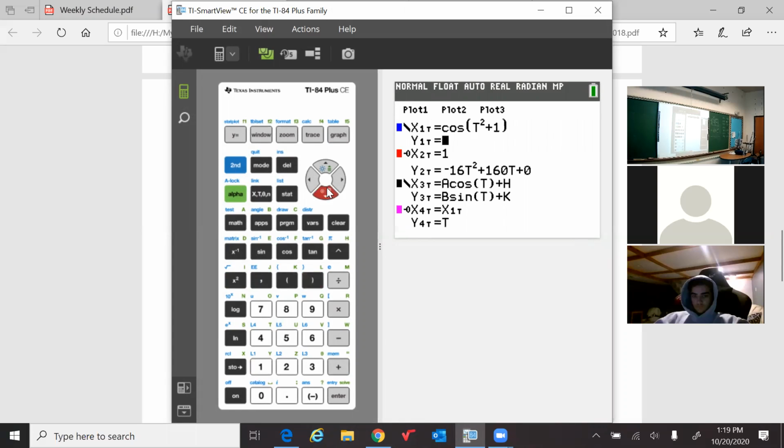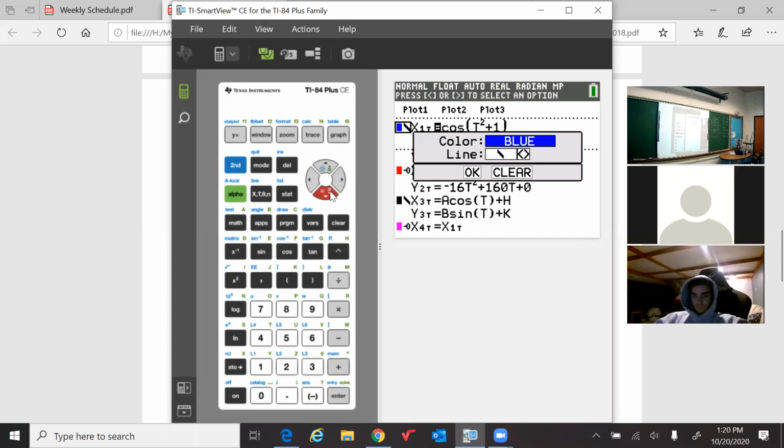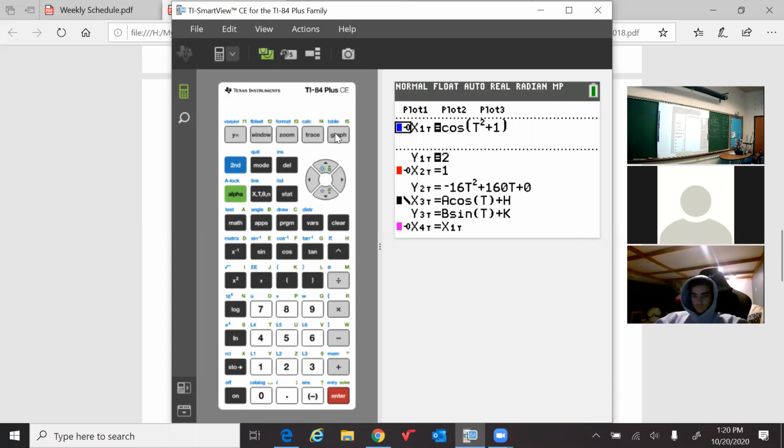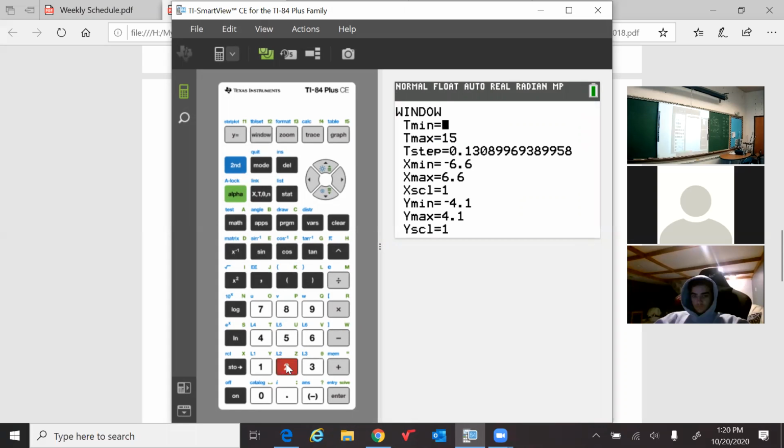I'm going to go along the line, y equals 2, whatever. We good? Push graph. It's not going to work because I want this to be the bouncing ball. Push graph. There goes the ball. Whoa. Why is the T-map so high? So now what? Whoop.